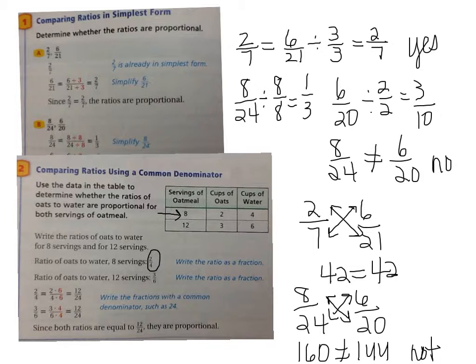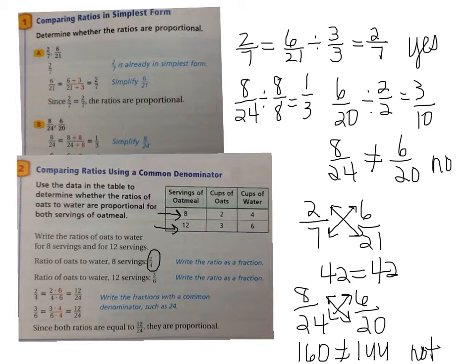I also want to know what the oats to water ratio is for 12 servings. And it needs to line up. If we put oats on top on the first one, then that means we need to put oats on top for the second one. So how many cups of oats is needed for 12 servings? 3. To how many cups of water? 6. So we want to see if 2 to 4 and 3 to 6 are equivalent.